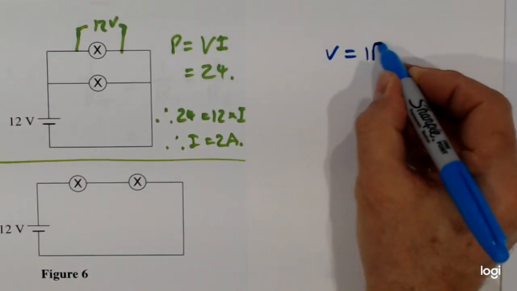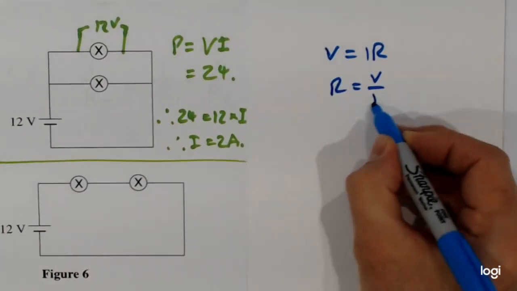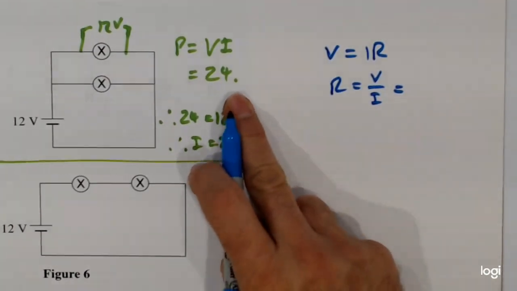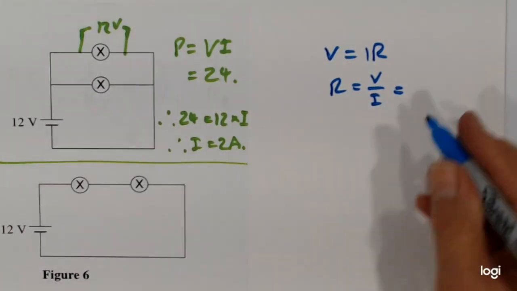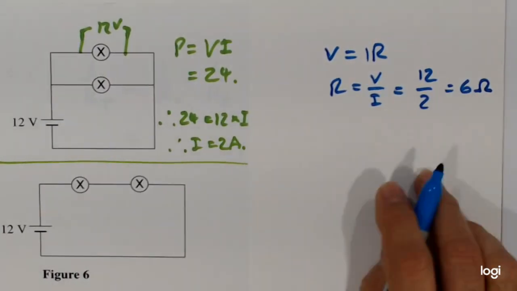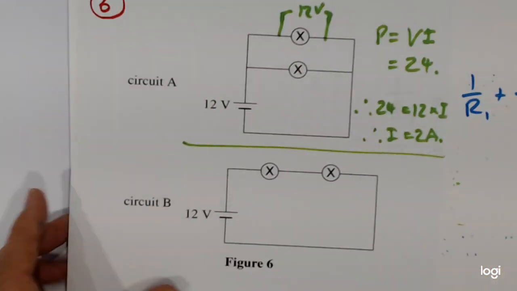Okay. So before we go there, we have to do this. V equals IR for one of these resistors, right? Therefore, R equals V divided by I, and we just got both of those for one of these resistors, right? The voltage is 12, I is 2. 12 divided by 2, it's a 6 ohm resistor, right? So both of those lights are 6 ohm resistors. So let's get back to this.